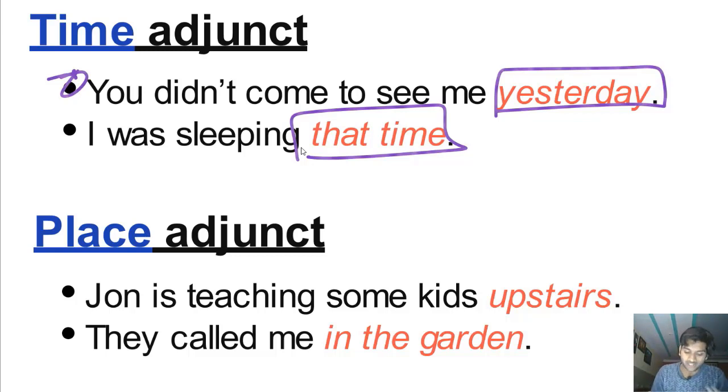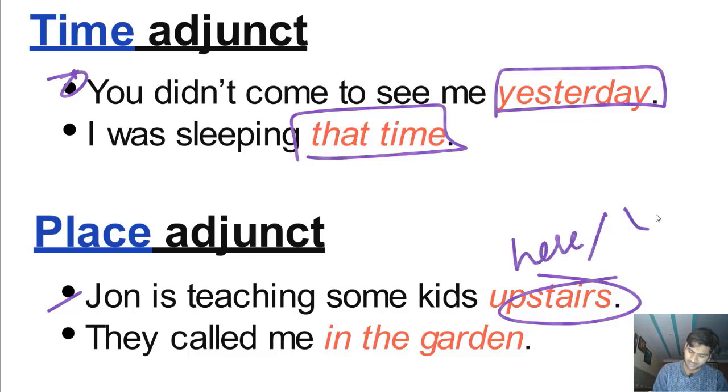Now, place adjunct. It will talk about the place of the action, place of the main verb. John is teaching some kids. John is teaching whom? Some kids. Where? Upstairs. So upstairs is an adverb of place. Non-essential to the entire meaning of the sentence. That's why it's an adjunct to the sentence. I can say John is teaching some kids here. John is teaching some kids. The pen is not working properly. There.